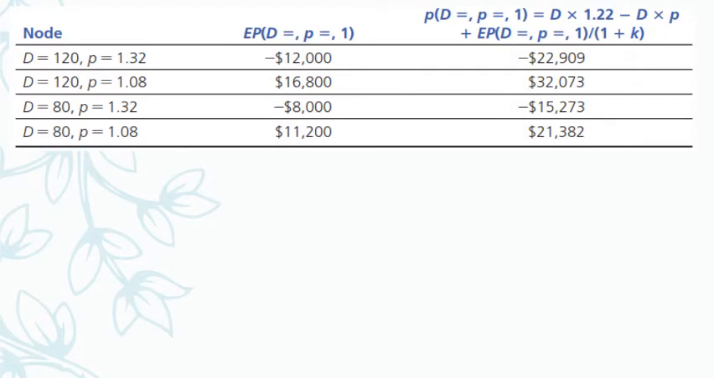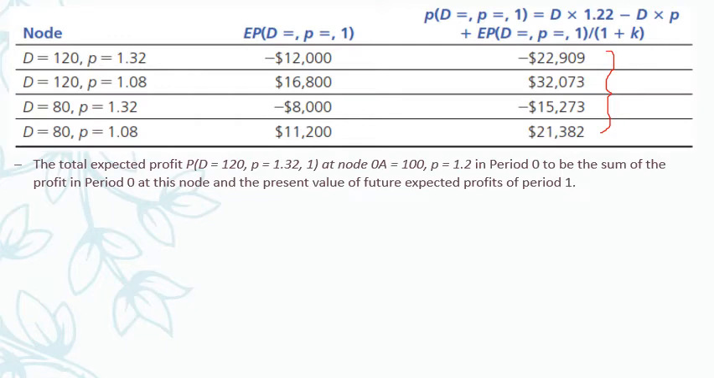How to calculate the remaining nodes' possible profits? Those four values have already been calculated here. Finally, expected profit at node 0A. Now we will come to the calculation at the 0th period or the present period. What is the demand? Demand is 100 and the price is 1.2 at period 0. What is the procedure? The procedure remains the same.